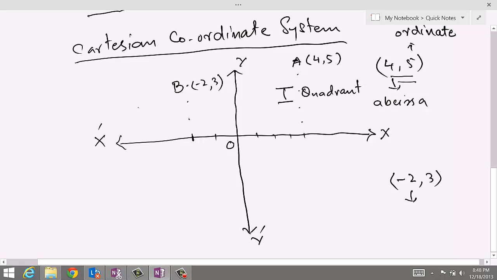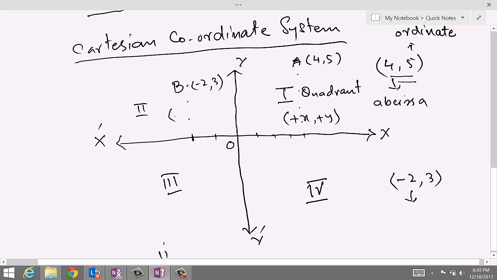The second is called, this is second quadrant, this is third quadrant, this is fourth quadrant. So obviously if you see here, positive x, positive y, all the numbers in which abscissa and ordinate are positive, they'll go in the first quadrant.